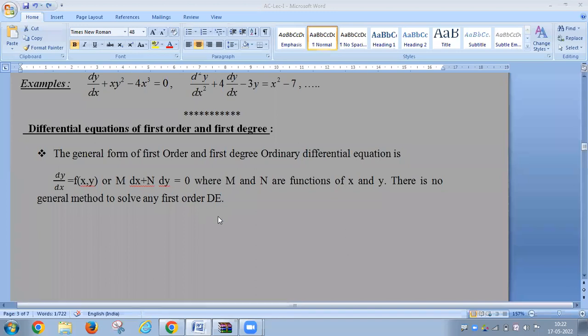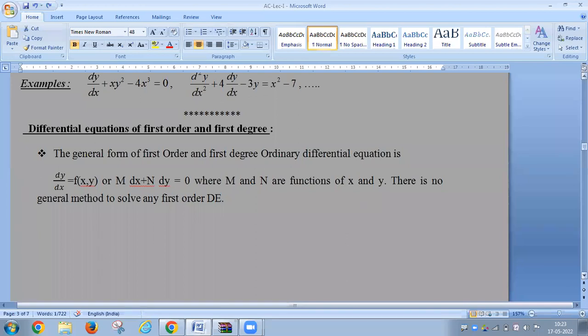So here in particular, we will study first order and first degree differential equations, the procedure to solve them. There are so many methods to solve these differential equations. There is no general method, no particular method to solve these equations. You solve these types of equations in intermediate also.